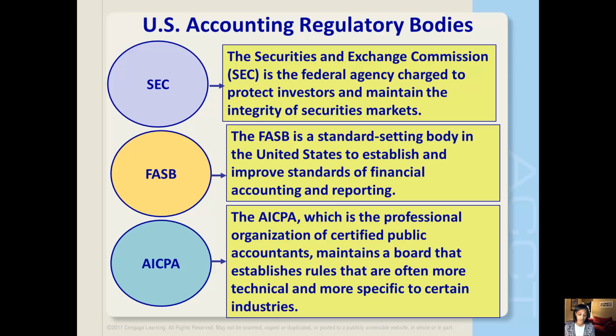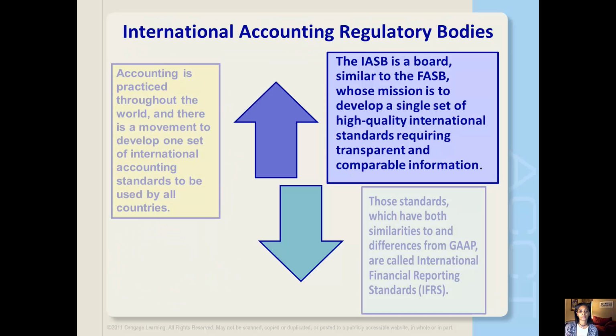FASB is a standard-setting body whose mission is to establish and improve standards of financial accounting and reporting for the guidance and education of the public, including issuers, auditors, and users of financial information. Now, the AICPA is the professional organization of certified public accountants, and it maintains a board that establishes rules that are often more technical and more specific to certain industries.